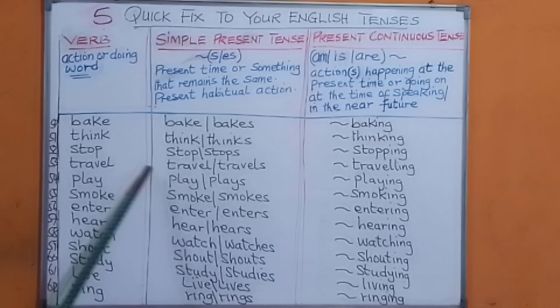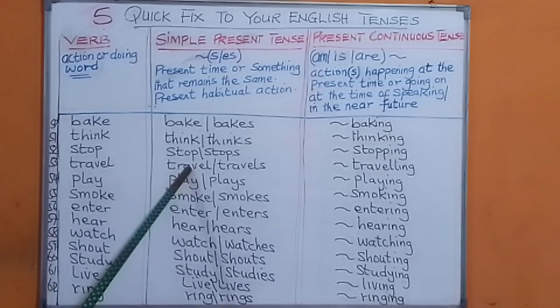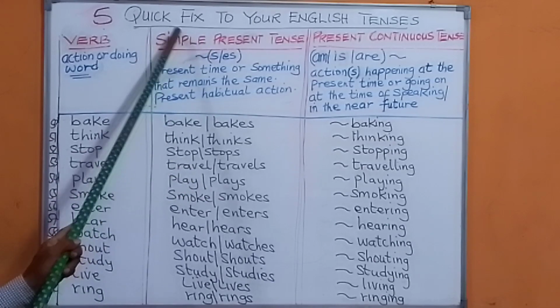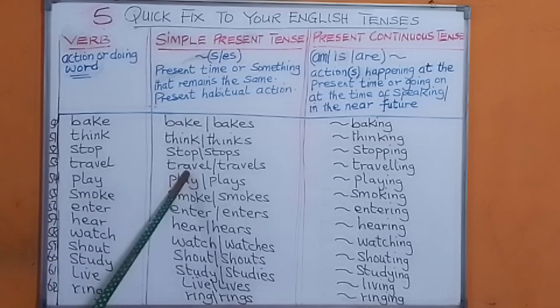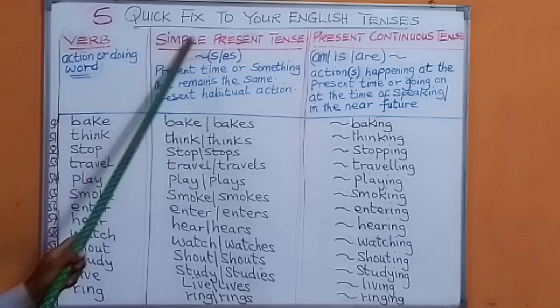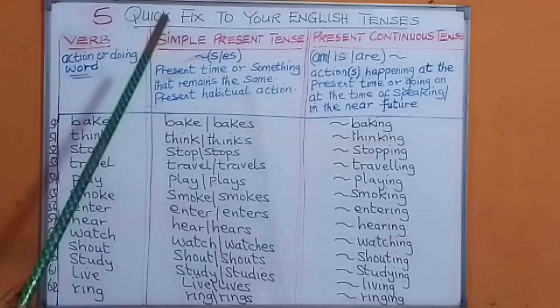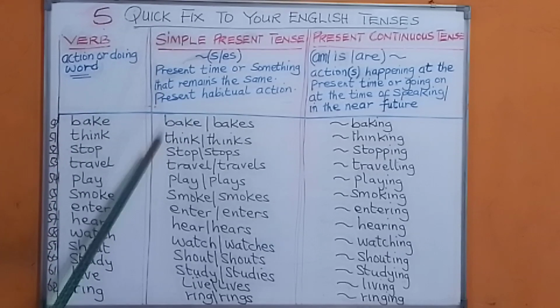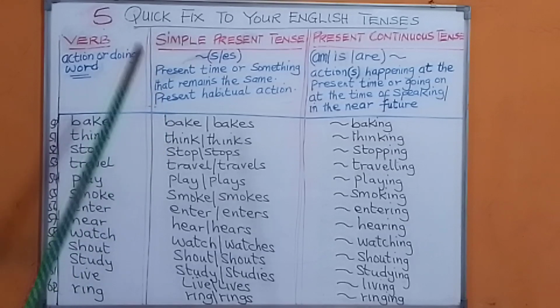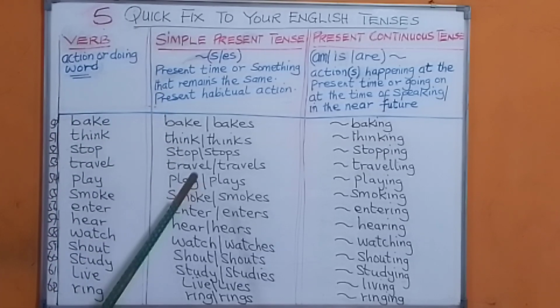Travel. When you are using it with plural object or subject, you say travel. In simple present tense, you say travel. Remember, simple present tense talks about a habit, a present habitual action, or something that remains the same at the present time.